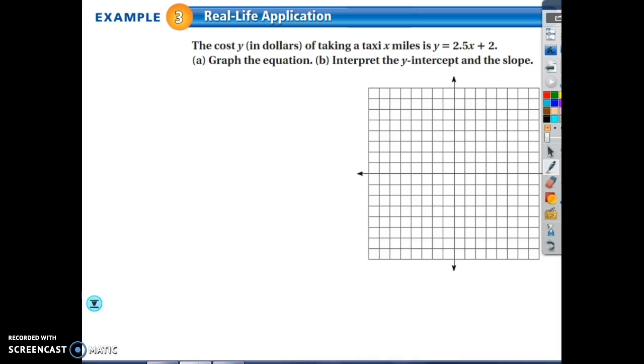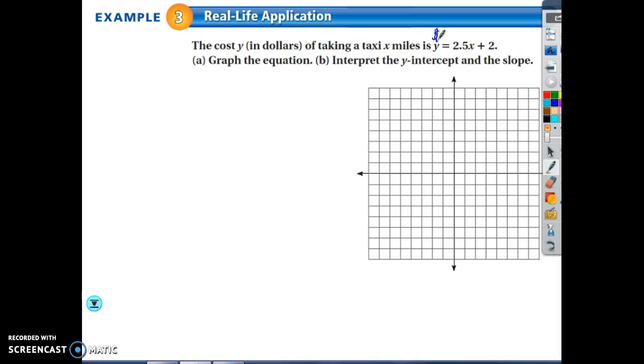On this next slide, we're going to take a slight shortcut in graphing. Instead of creating a table, we are going to graph it using the slope and the y-intercept. So in this example, we read that the cost y in dollars of taking a taxi x miles is y equals 2.5x plus 2. Now to interpret what the equation is saying, y is how much money the taxi costs. So the amount of money that this taxi costs equals 2.5 times x, and x is your miles, plus 2.